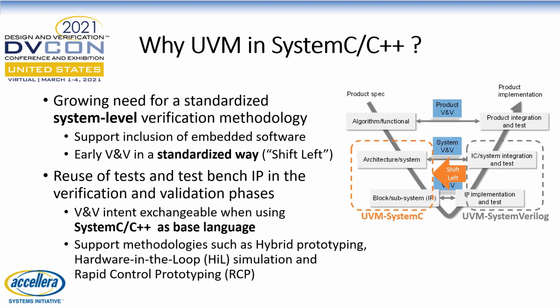So why do we need UVM in SystemC? There's a growing need for standardization in system-level verification methodology. System-level verification enables users to include, for example, embedded software. But this means an earlier start of verification can make a difference in system design by identifying its issues earlier too. As UVM provides means to exchange the DUT while keeping the test bench, it provides a shortening of the test bench setup time when changing the DUT abstraction level.